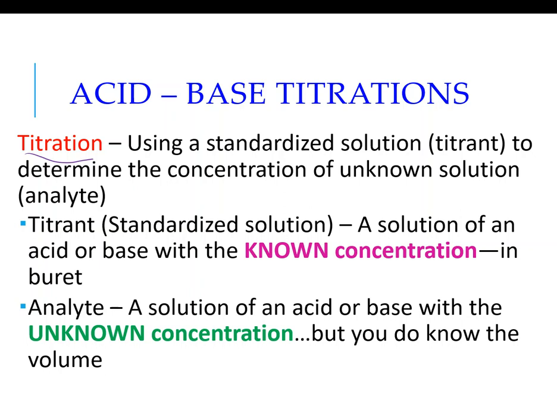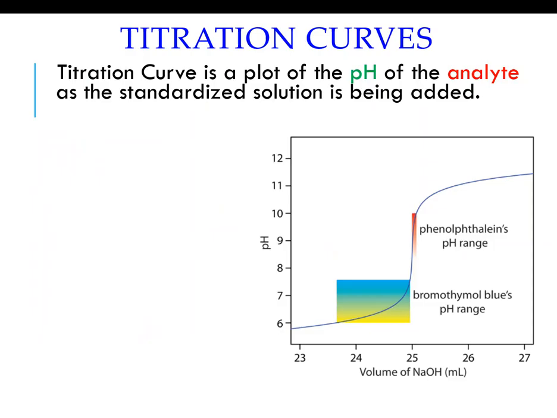Now we're going to look at titration curves and what they look like and what these graphs are about, because you're going to see them. Titration curves are these S-shaped graphs, sometimes reverse S-shaped graphs, depending on what we're starting with. But a titration curve is the plot of the pH of the analyte versus the standardized solution being added. So pH is always on the Y, and the volume of the sodium hydroxide, the titrant in this case, goes across the X.